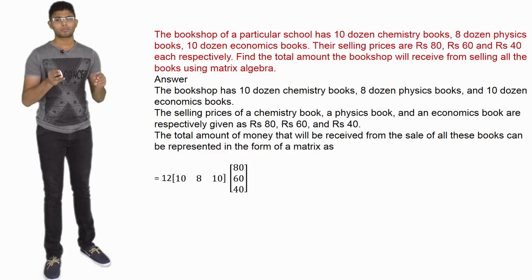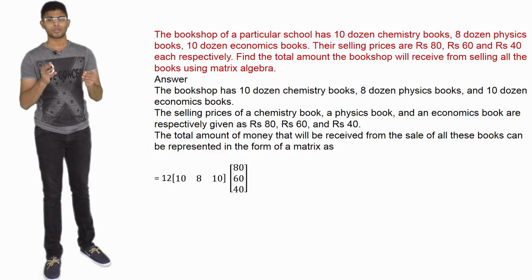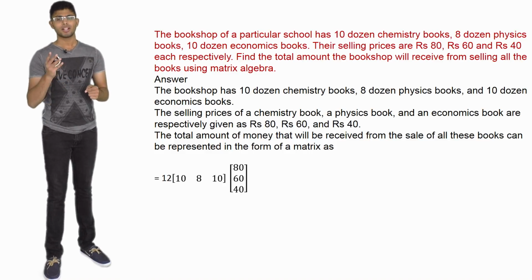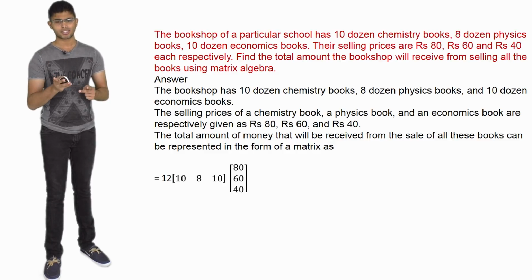Now we're going to multiply this with the amount each book costs. Each chemistry book costs 80, so let's put 80 in as the first element. The physics book costs 60, so let's put 60 in the second. And third is going to be 40, which is your economics books.